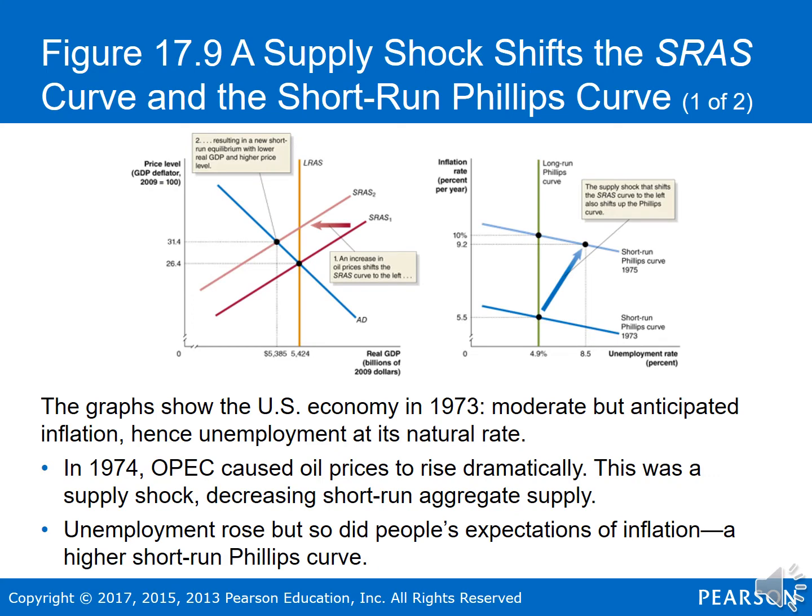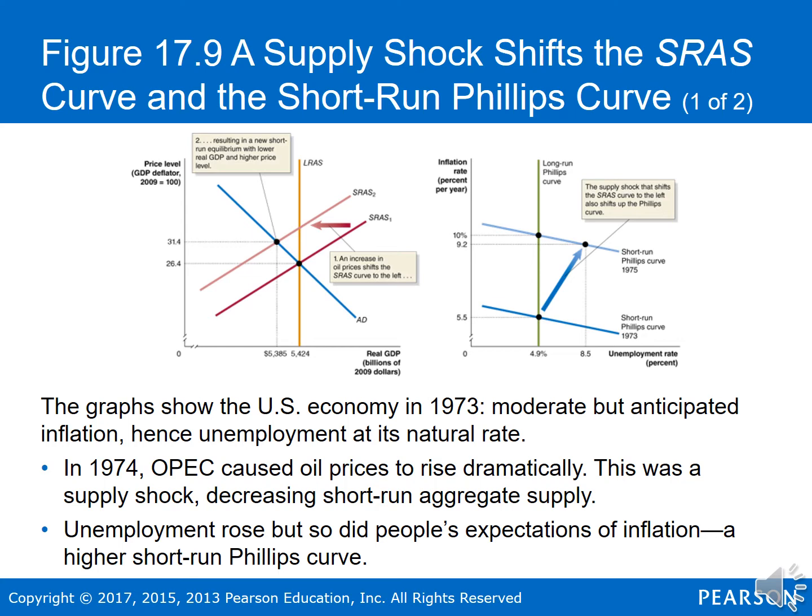So the graphs here show the U.S. economy in 1973. There's moderate but anticipated inflation, and you have unemployment at its natural rate. The economy is in fairly good shape at this point. The inflation rate's a little high, but not terrible, and it's anticipated and steady. So workers are able to incorporate that into their wage demands and wage negotiations.